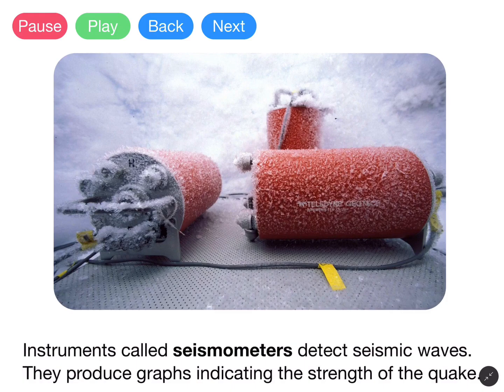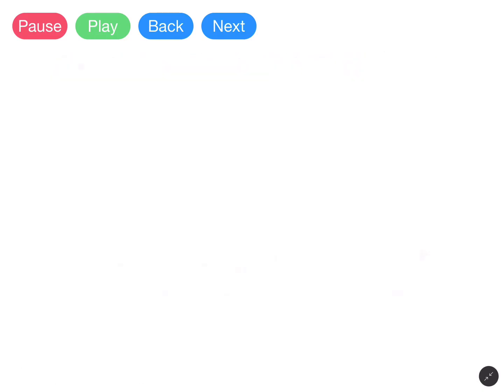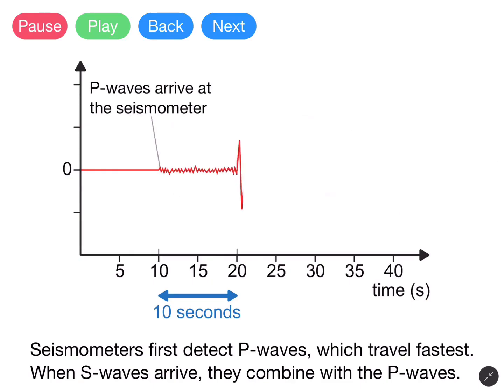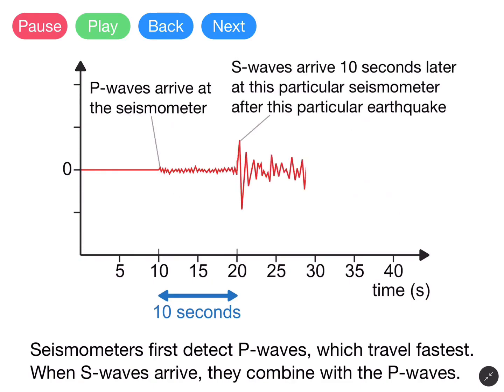Now, these waves are detected by instruments called seismometers. These are used to produce graphs that indicate the magnitude on the y-axis and the arrival time on the x-axis of the waves from the earthquake. As we can see here, the P waves always arrive first. Then the large peaks on the graph indicate the arrival of the S waves. The large peaks are actually a combination of the P waves and the S waves.